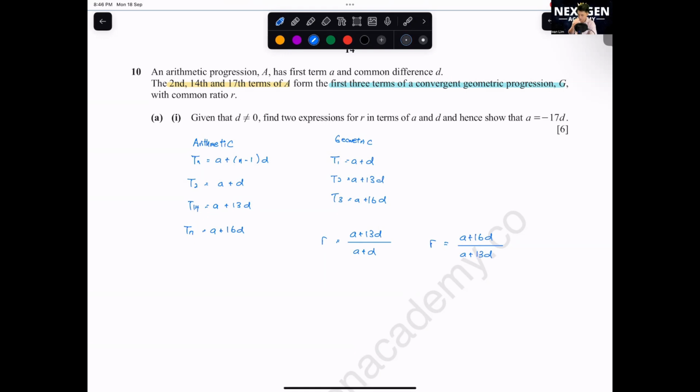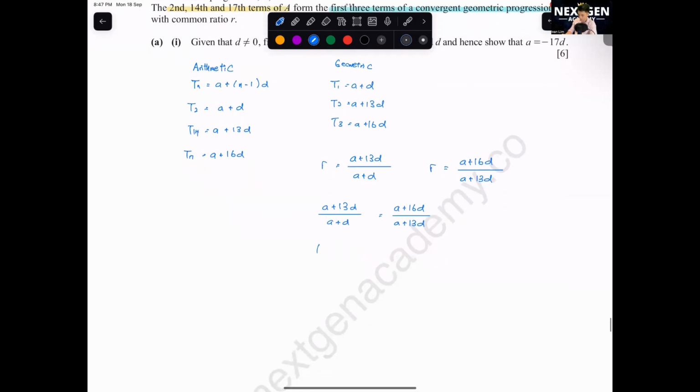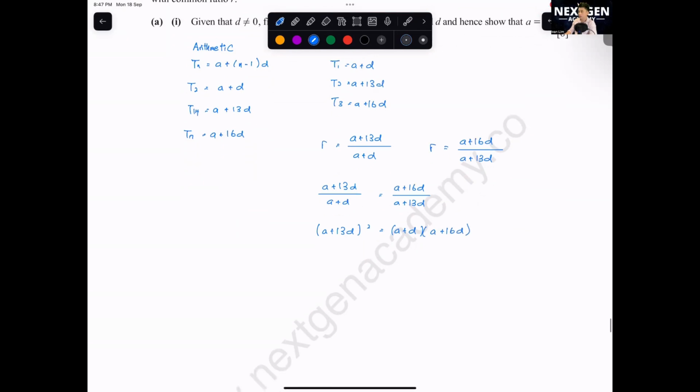We want to show, they say, write two expressions, right? Okay, then the next thing, now we equate both the R together. A plus 13D over A plus D equals A plus 16D over A plus 13D. Okay, go and solve for this one. Cross multiply it. A plus 13D squared equals A plus D times A plus 16D.